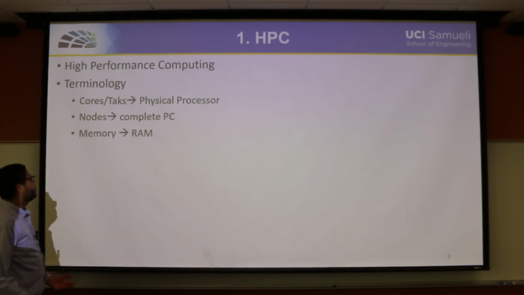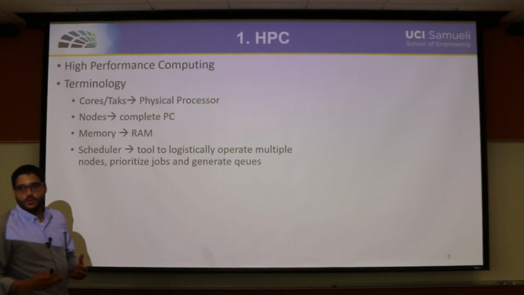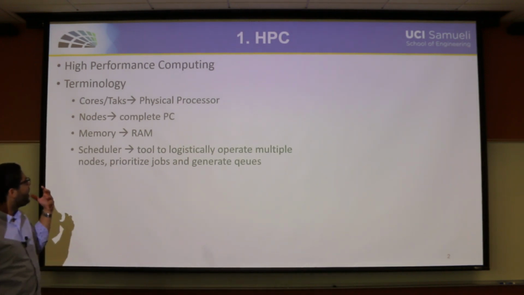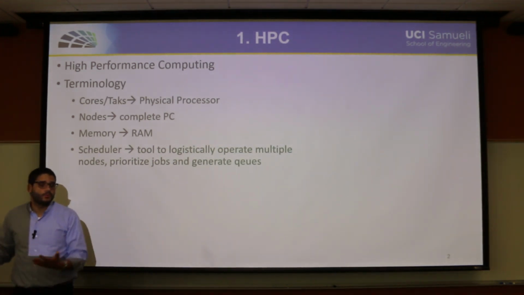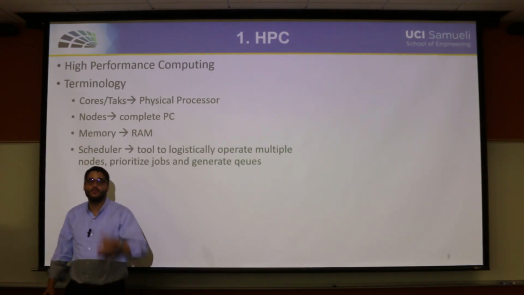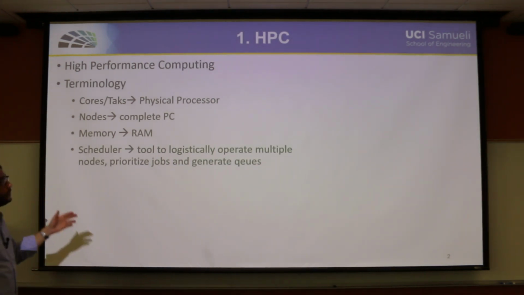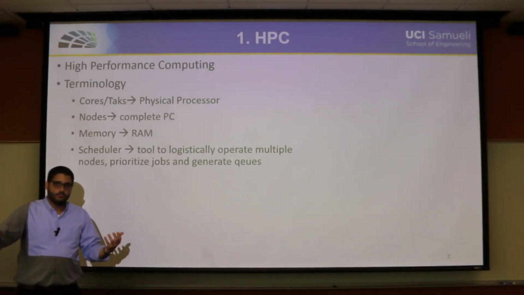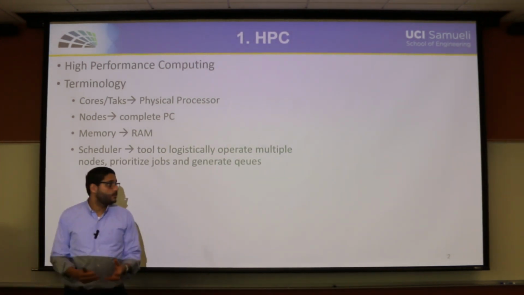The second thing is the memory, which is the RAM, and the scheduler. The scheduler is a way, an algorithm, or a code that handles the logistics of the operation for those multiple nodes, because the supercomputer is composed of multiple nodes that are stacked above each other in one rack, and you can have multiple racks to generate that huge computational power. So the scheduler is a Linux tool that allows anyone, or us, to deal with that supercomputer and to sort its logistics.